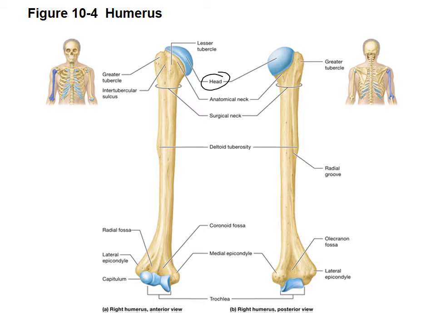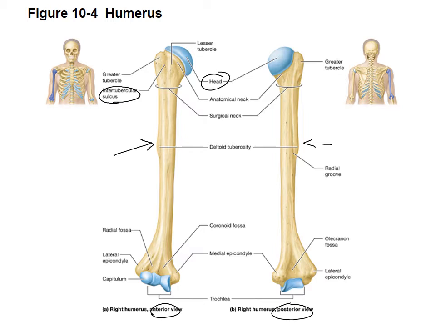There's also this intertubercular sulcus, which is a little groove that goes between the greater and lesser tubercles of the humerus. The anatomical neck is this kind of depression just distal to the head of the humerus. Then there's the surgical neck, which is where the breakages occur. The deltoid tuberosity, you can see it sticking off there and here.